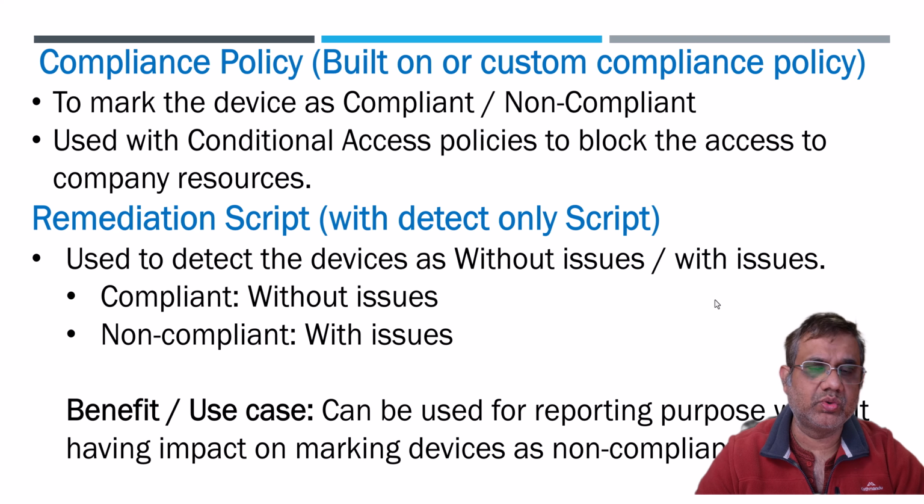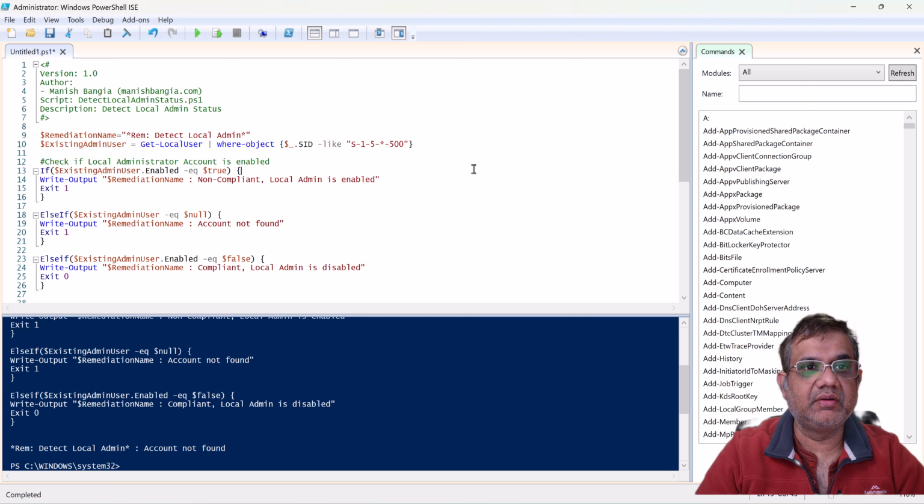So let me show you a basic script which I am going to use to detect a specific issue on the device. This is a sample PowerShell script for detecting the local administrator account, whether it's enabled or disabled. I'm using the Get-LocalUser command with the SID ending with 500. The 500 SID is used for the built-in local admin account. If that account exists and is enabled, it will be marked as non-compliant because the local admin account is enabled.